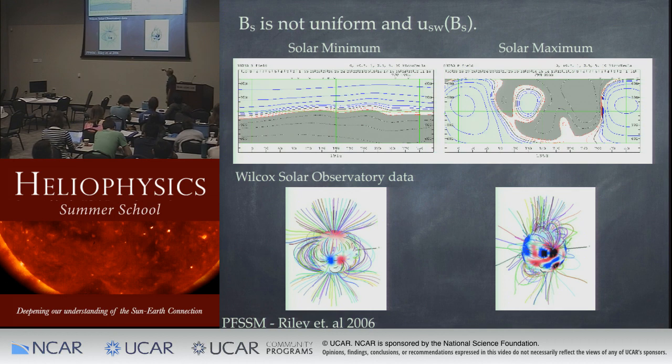This is the extrapolation using potential field, which I believe you talked about from Pete Riley's paper. This is during solar minimum. We can see the field is mostly dipolar. During solar maximum, we have a much more complex field. So this change leads to a change in this B_s component from time to time, and that will change the wind itself.